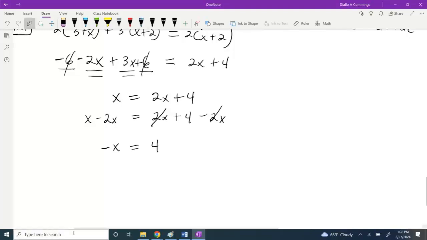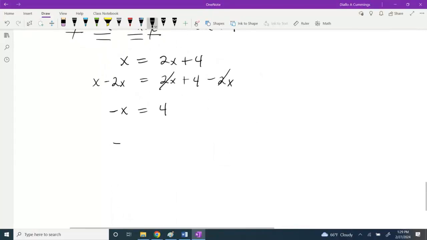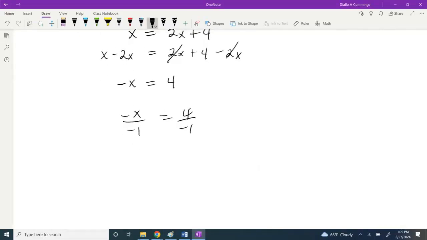You always want to solve it for a positive variable. So I want to solve it for x, not for negative x. So the opposite of multiplying x by negative 1 is to divide by negative 1. So I'm going to divide both sides by negative 1. So on the left-hand side, a negative divided by a negative makes a positive. And on the right-hand side, a positive divided by a negative is a negative. So we have x is equal to negative 4.